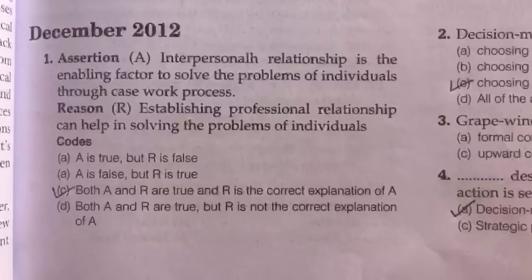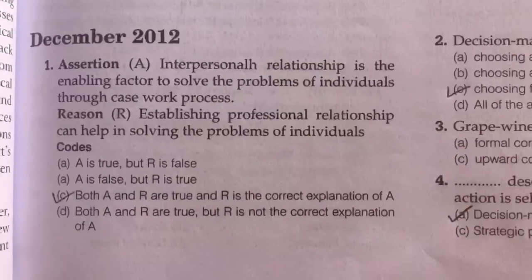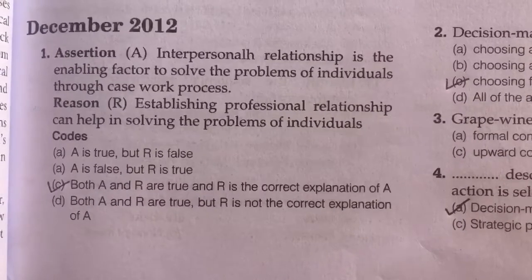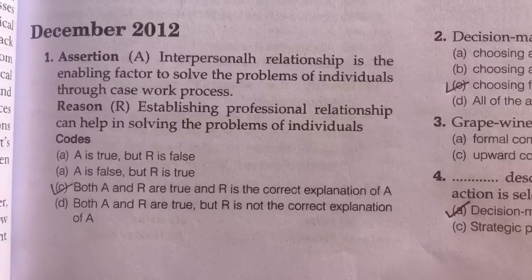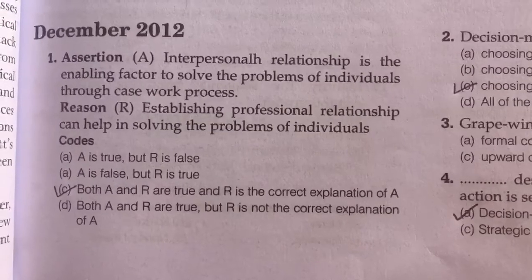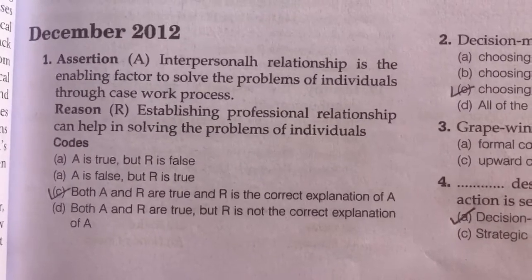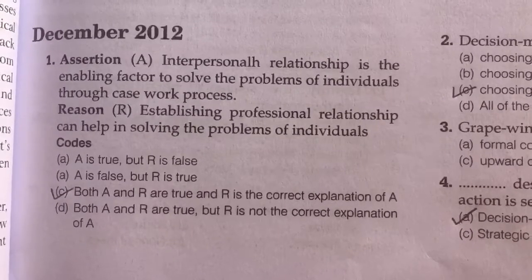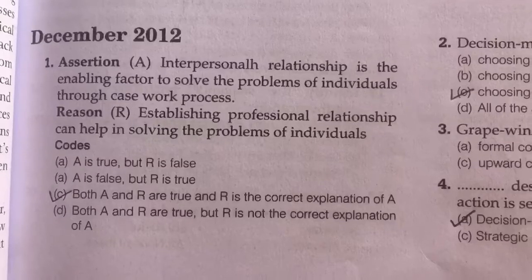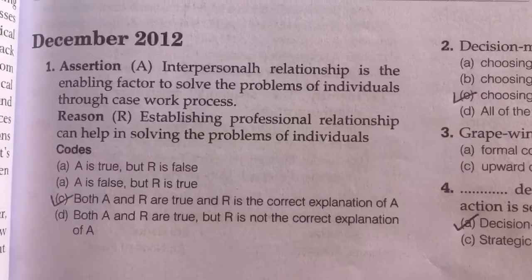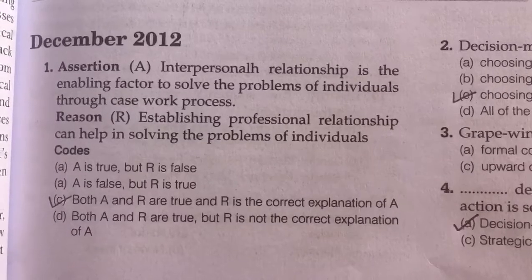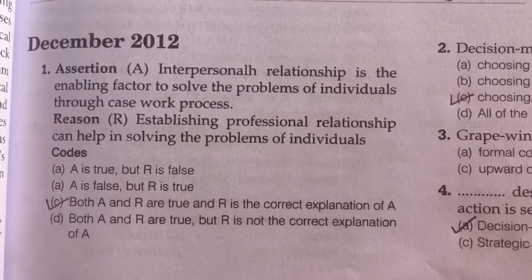The first one is an assertion reason question. The assertion is that the interpersonal relationship is the enabling factor to solve the problems of individuals through casework process. The reason is establishing professional relationship can help in solving the problems of individuals. The assertion reason question, these are the codes given here, that A is true but R is false.